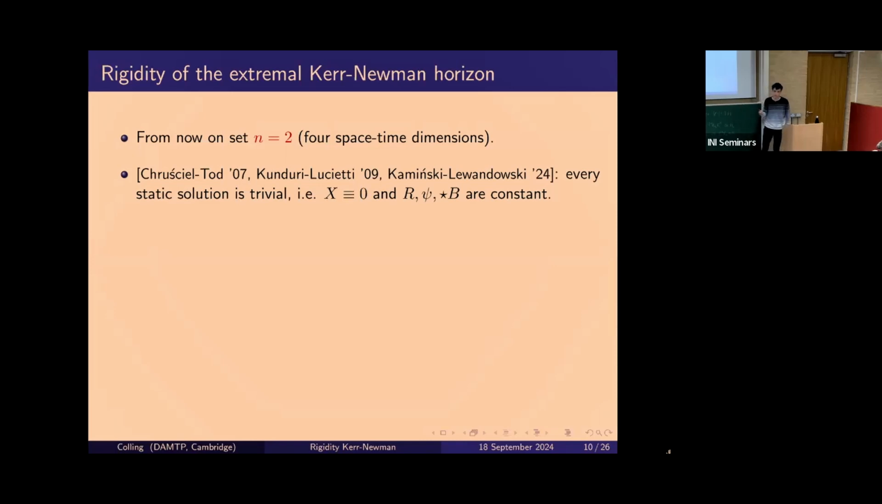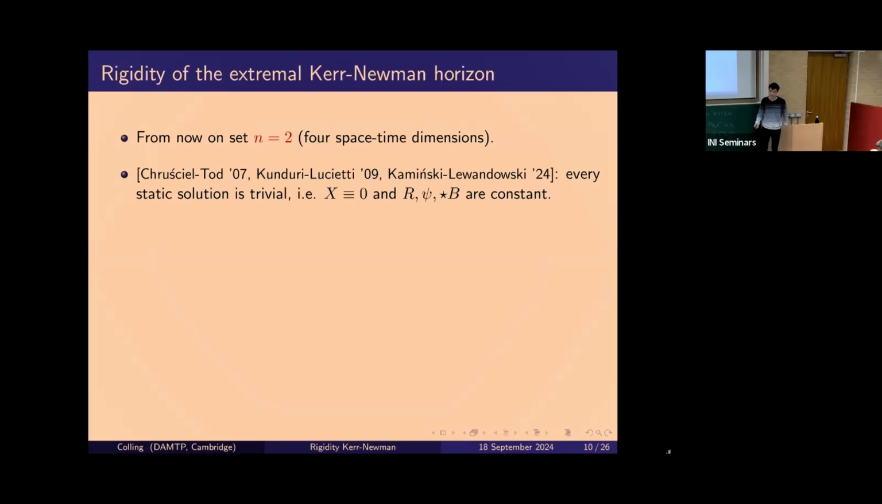One way to show this, which is the way that Kamiński and Lewandowski did it, is that for static solutions there's an easier local argument that there has to be a Killing vector. And once you have a Killing vector, the equations become ODEs, which you can solve, and then you can see explicitly which ones extend to a compact surface, and it turns out that there are no non-trivial ones.